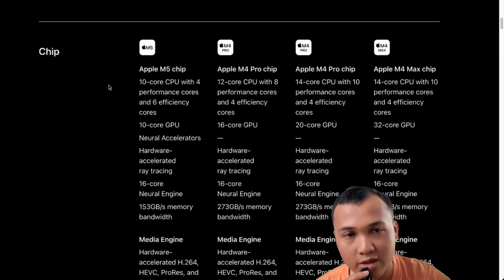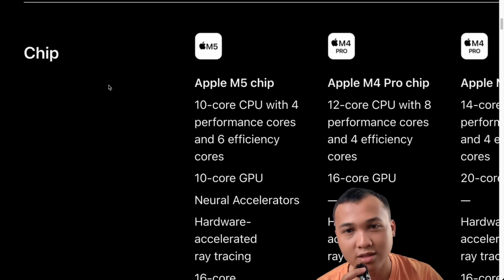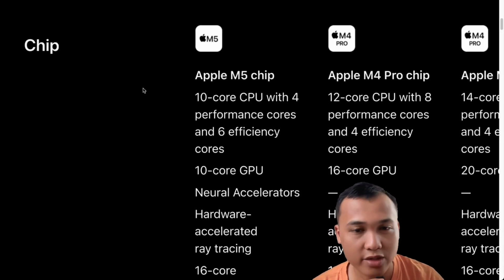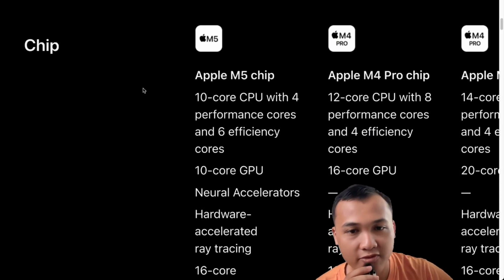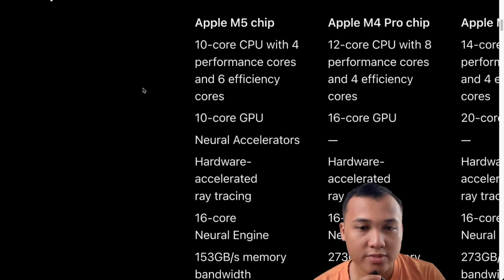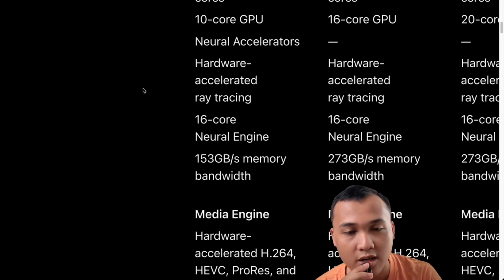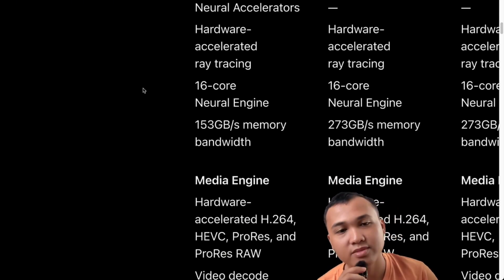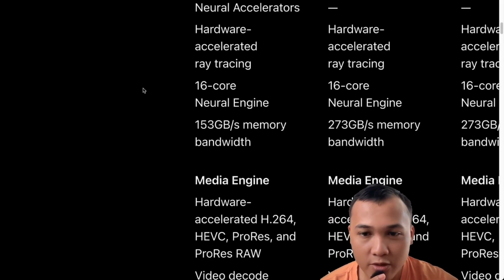So the MacBook Pro M5 is the base model. That's what we're going to look at today, not the M4, because this was last year's release. Okay, so we have the M5. Still, we have the 10-core CPU with 4 performance cores and 6 efficiency cores, 10-core GPU, and we have a neural accelerator, hardware accelerated ray tracing, and a 16-core neural engine with 153 gigs memory bandwidth, which is lower than the Apple Silicon Pro chips.